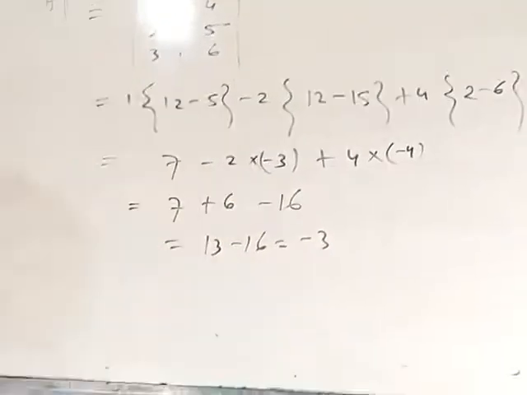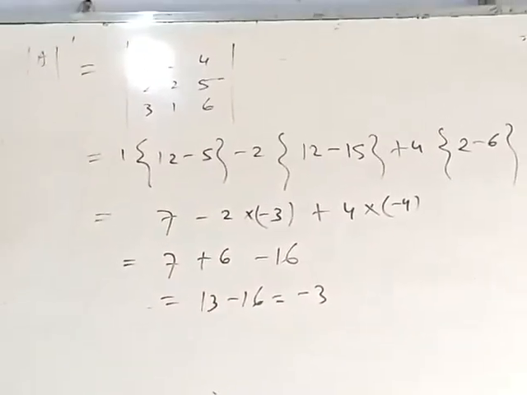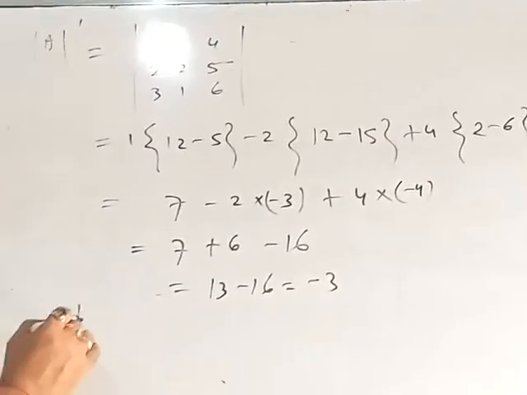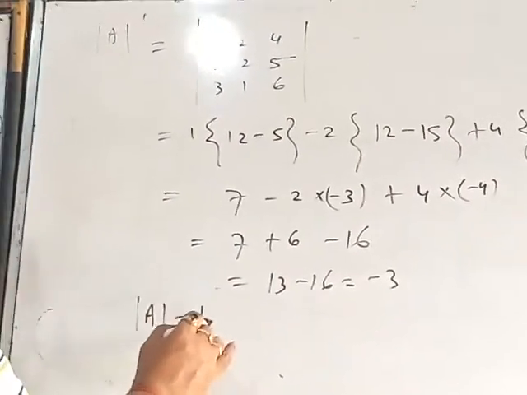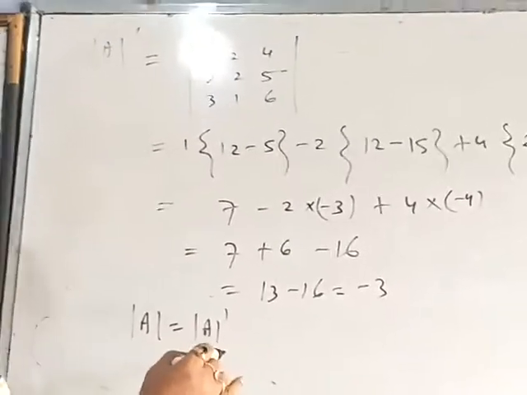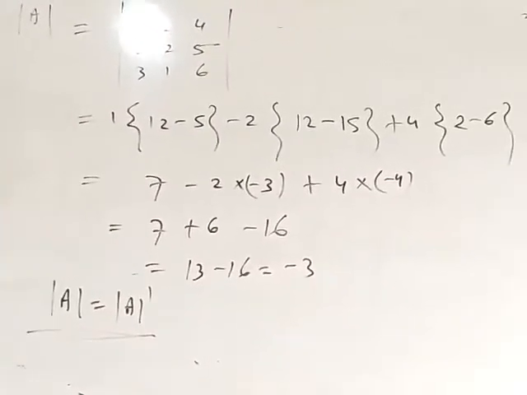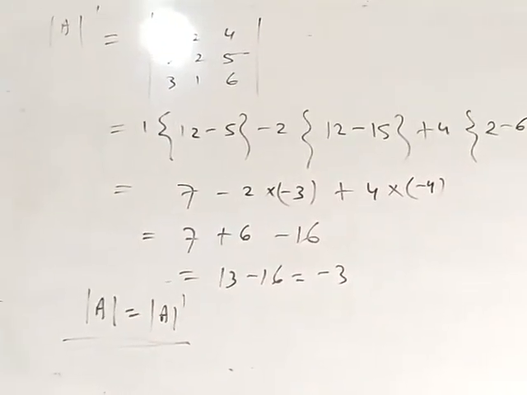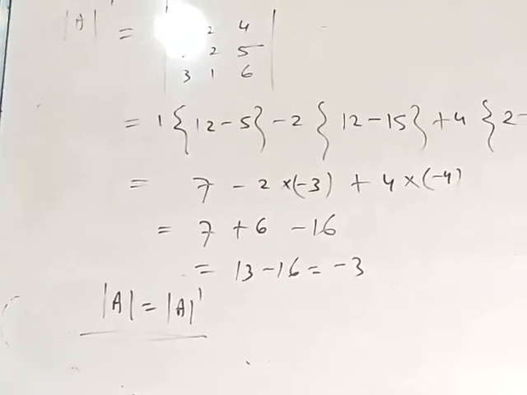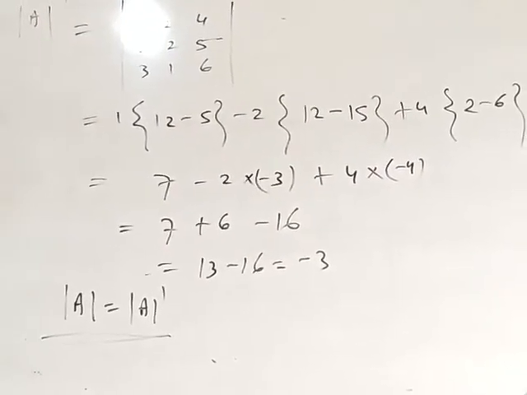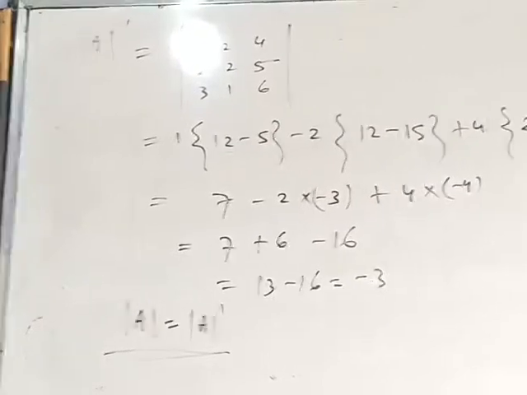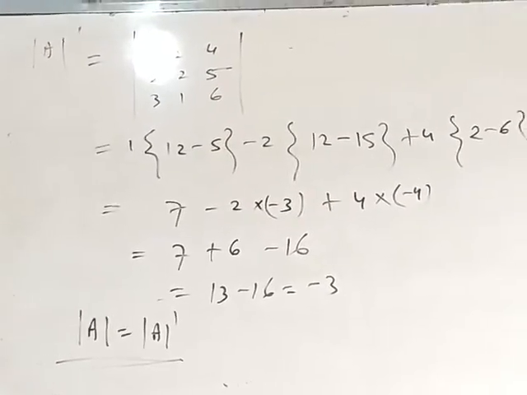So 7 plus 6 minus 16, 13 minus 16, is minus 3. So what are we observing, student? We can see that determinant A is equal to determinant A dash. In this case, both values are the same. So by interchanging rows into columns, the value of the determinant is the same. This is the first property.